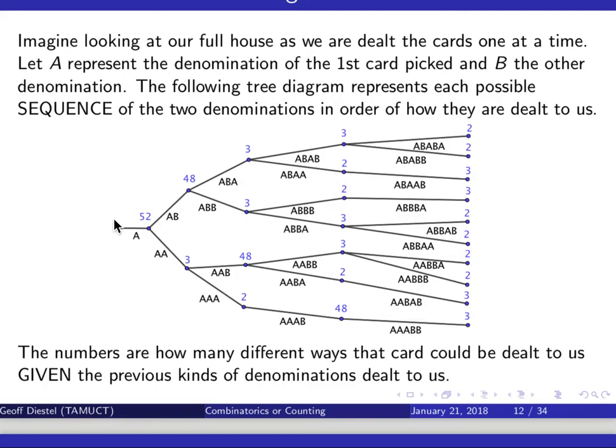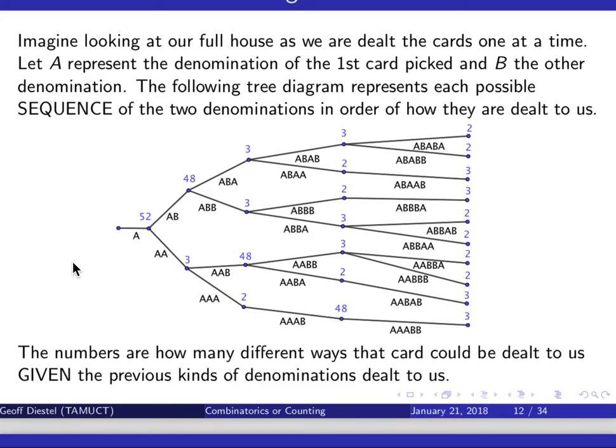And notice this branch here, A, AB, ABA, ABAA: we already have 3 A's of the A denomination. So the next card has to be a B denomination. So there's only one possible branch coming off of this, and then there's 3 possibilities of cards that we could get. So you can just look through this diagram to see all the possibilities.